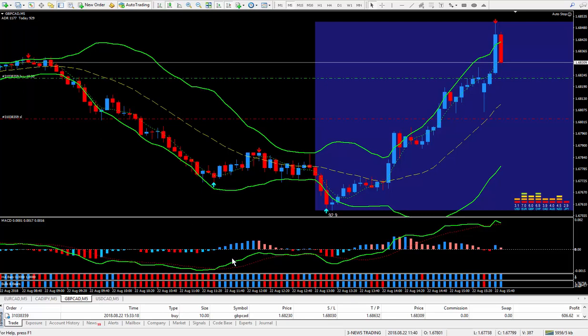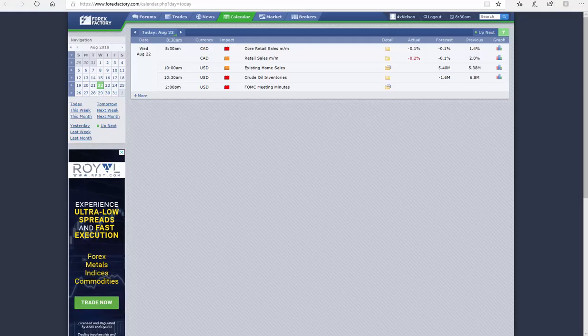This one is for the pound CAD. There was some CAD news. I see it doing a pullback, but I just noticed it now. On the pound CAD, right here at 8:30 on August the 22nd, core retail sales turned out to be very neutral. This one right here, it's medium impact retail sales. It's a little bit negative.